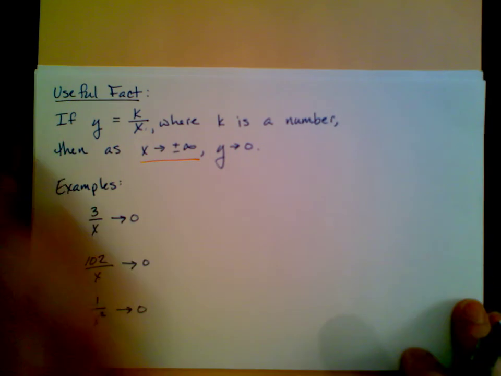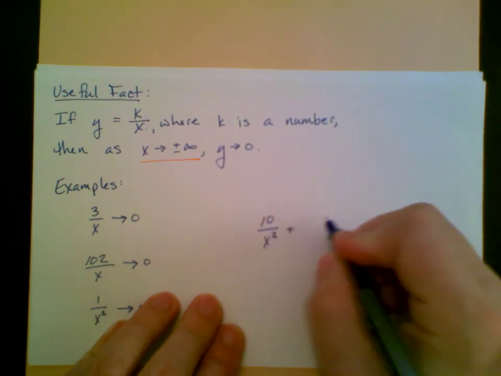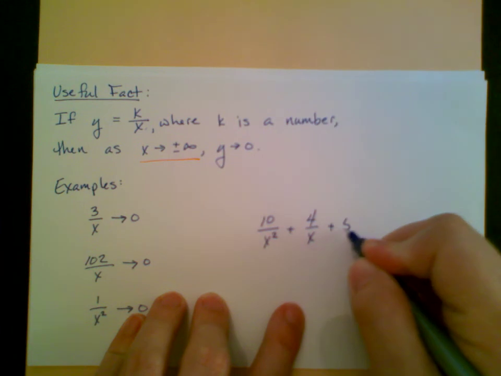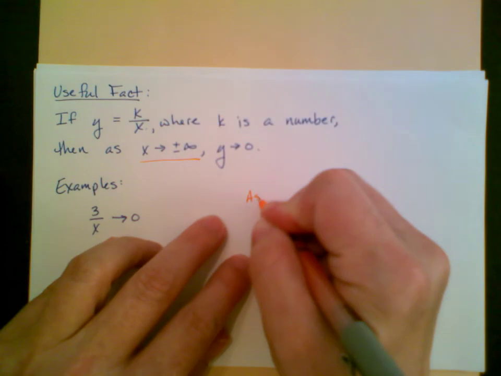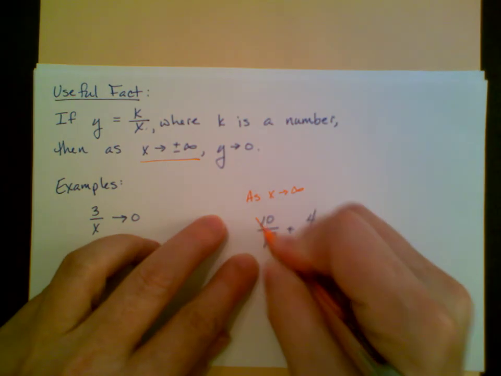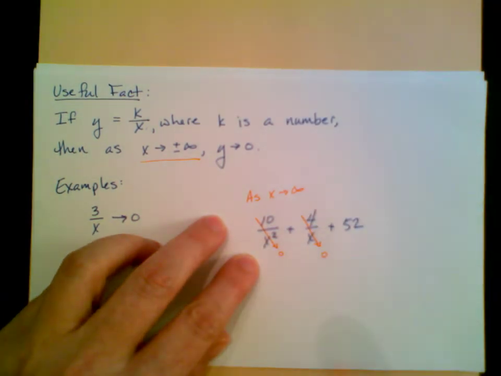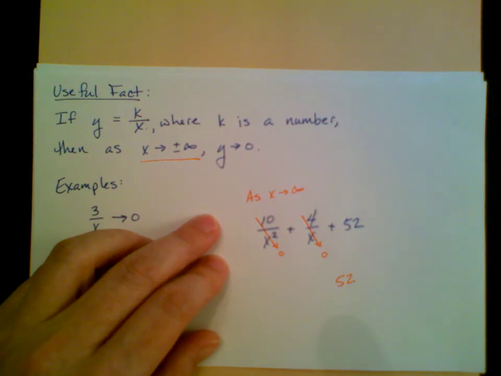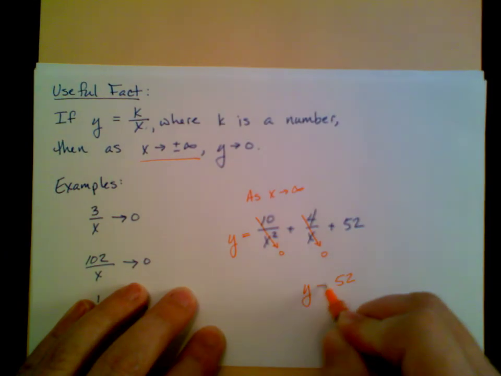So, one thing that we will be doing, if I have something like 10 over x squared plus 4 over x plus, say, 52. If I have an expression like this, then if we want to consider this as x goes to infinity, I know this is going to go to 0. So we can draw a little line through it. That goes to 0. This goes to 0. And that entire expression would go to 52. And so if this were equal to y, then y goes to 52.